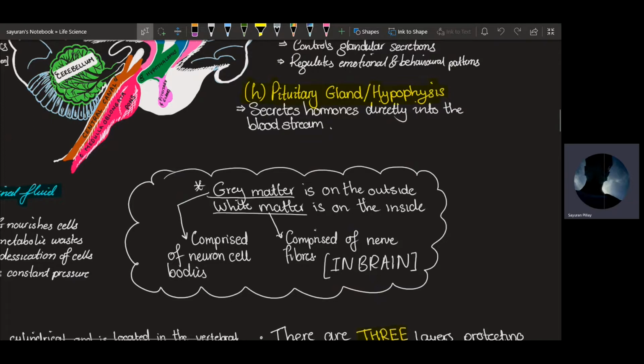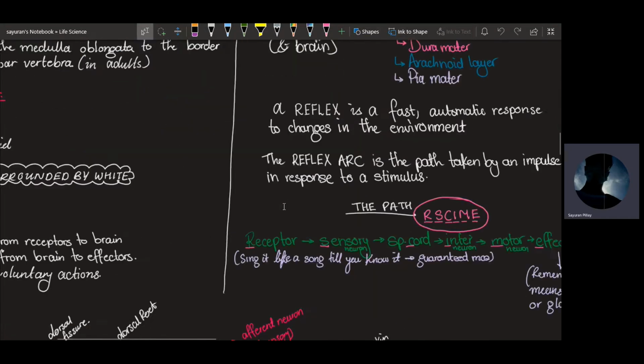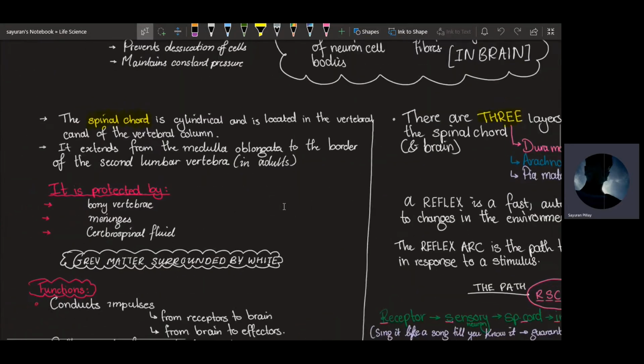Okay, whereas the gray, darker part is comprised of neuron cell bodies. Okay, little globs. Yeah, it stains blue, actually, very interesting when you look at the histology. So gray on the outside, white on the inside, right? Remember that for the brain. Cool. Let's talk about the spinal cord.